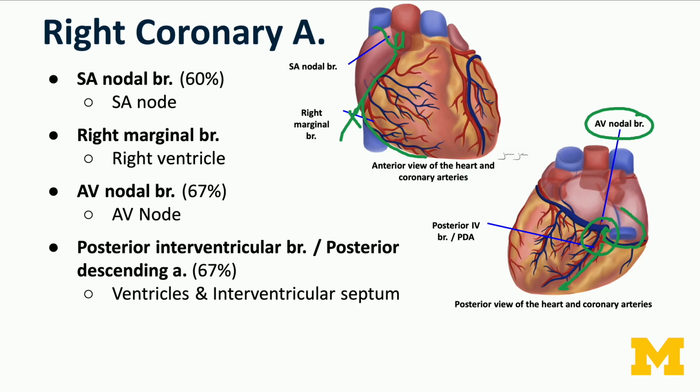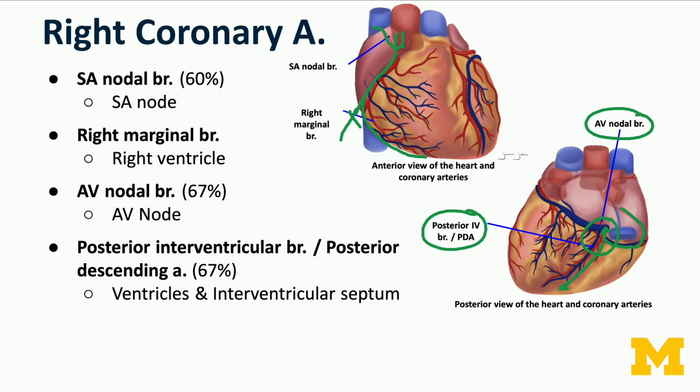The AV nodal branch supplies the tissues surrounding the AV node. The posterior interventricular branch, or the PDA, supplies the interventricular septum and walls of the ventricle. So this is the case in about 67%. So about 7 in 10 individuals, the crux of the heart is supplied by the RCA.